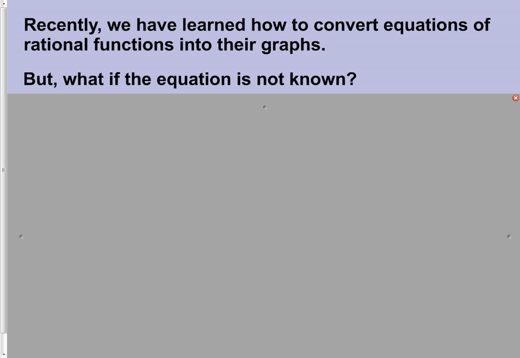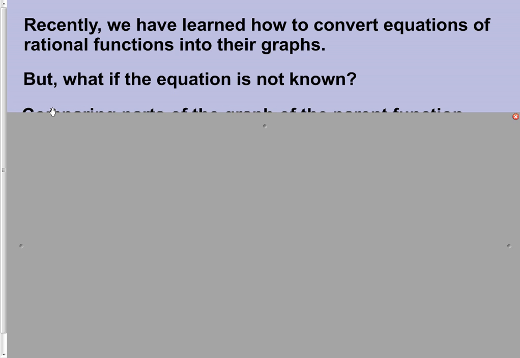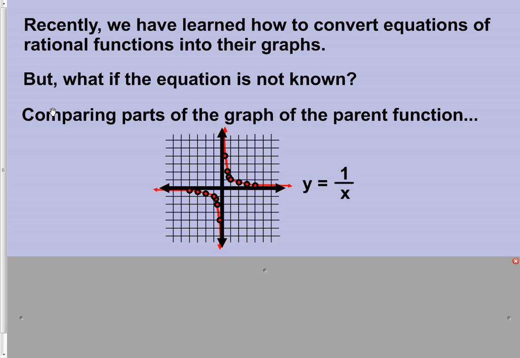But the issue becomes: what happens if you do not know the equation and all you happen to know is information about the graph? Very similar to what we did last unit with the square root function, we are simply going to compare known characteristics about the parent function to the characteristics of whatever graph it is that we are looking at.